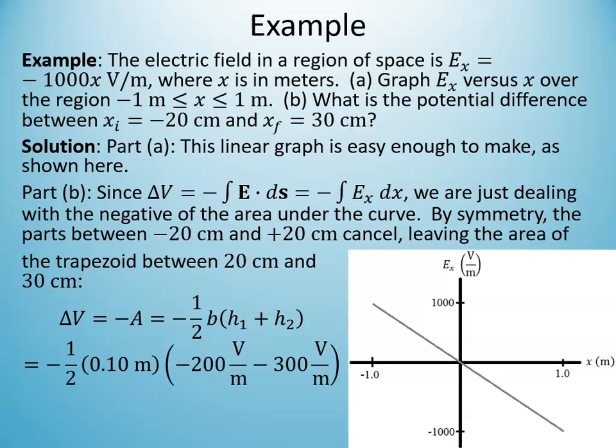So now we plug in our numbers. The base from 20 centimeters to 30 centimeters is 0.1 meters. One height is negative 200 volts per meter, another height is negative 300 volts per meter. And don't forget that there's going to be a negative on the outside that distributes through. So we get a potential difference, in this case, of 25 volts between negative 20 centimeters and 30 centimeters.